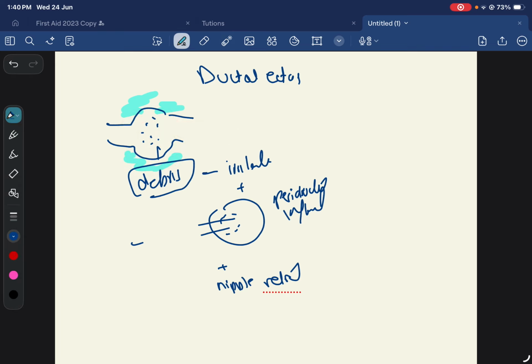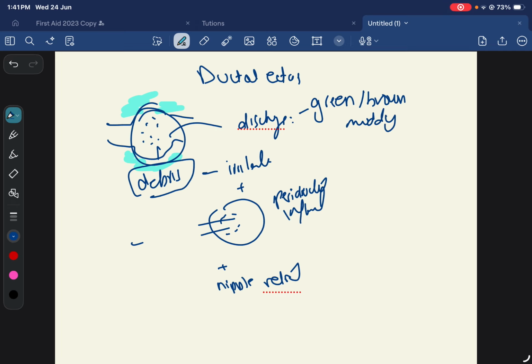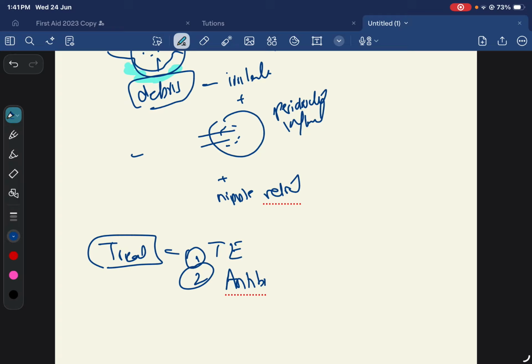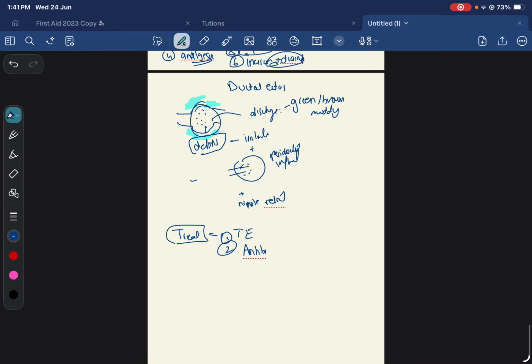Because of this debris, there's going to be discharge. The color of discharge in ductal ectasia will be green, brown, or muddy colored. For treatment, you will do a triple examination to rule out malignancy. Then antibiotic therapy is given in order to prevent the growth of bacteria within this debris.